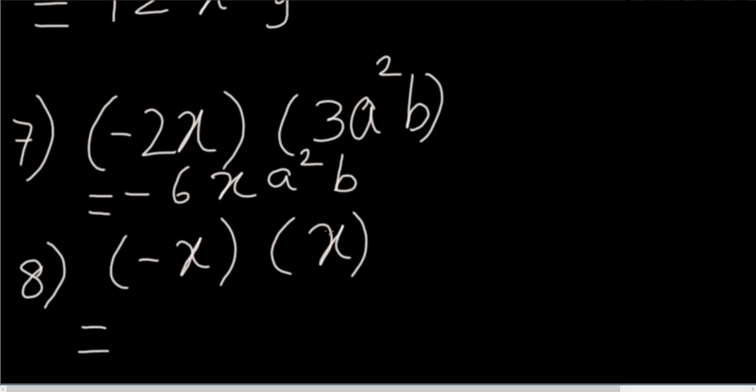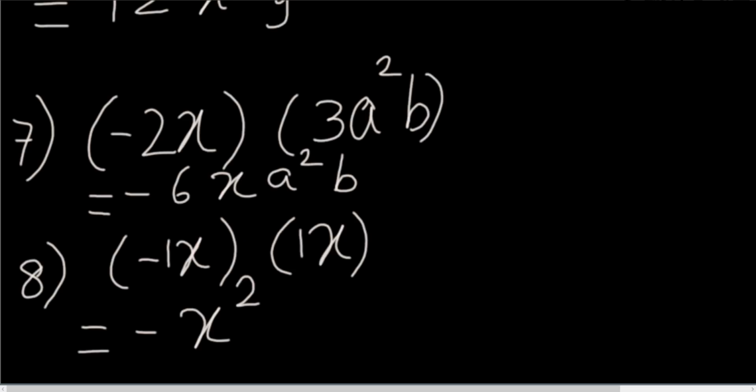Negative x and x. So when there is no coefficient here, it's actually 1. You can imagine this as 1. So negative 1 times positive 1 is negative 1. And then x, here the power is 1 and here the power is 1. So it's negative x squared.